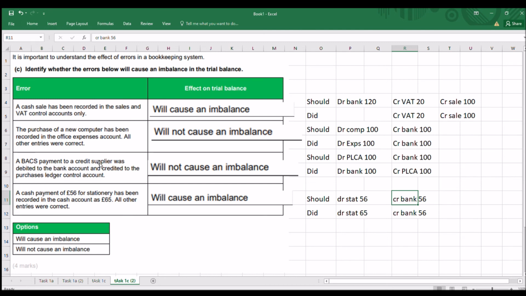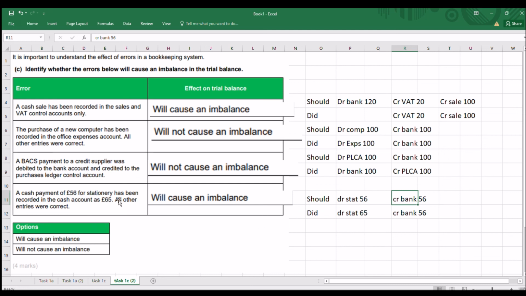Bank payments to a credit supplier was debited to the bank account instead of credited to the purchase ledger account. So it should have been debit the purchase ledger account, credit bank. Instead we went debit bank 100, credit purchase ledger control account 100. So an example of reversal of entries. So that's the error there. We can see that it will not cause an imbalance, this journal here, and that's why putting little numbers in there always holds up.